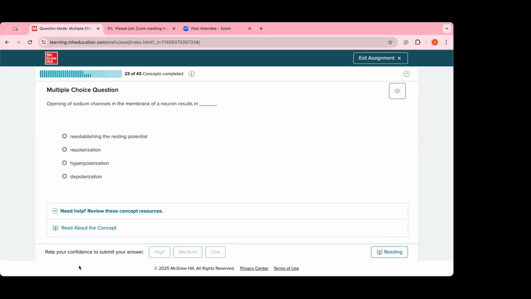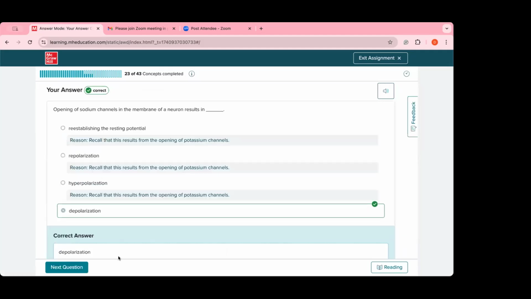A positive charge inside the membrane and depolarization. So it would be the last one, depolarization. It's not going to be polarized anymore. Okay.